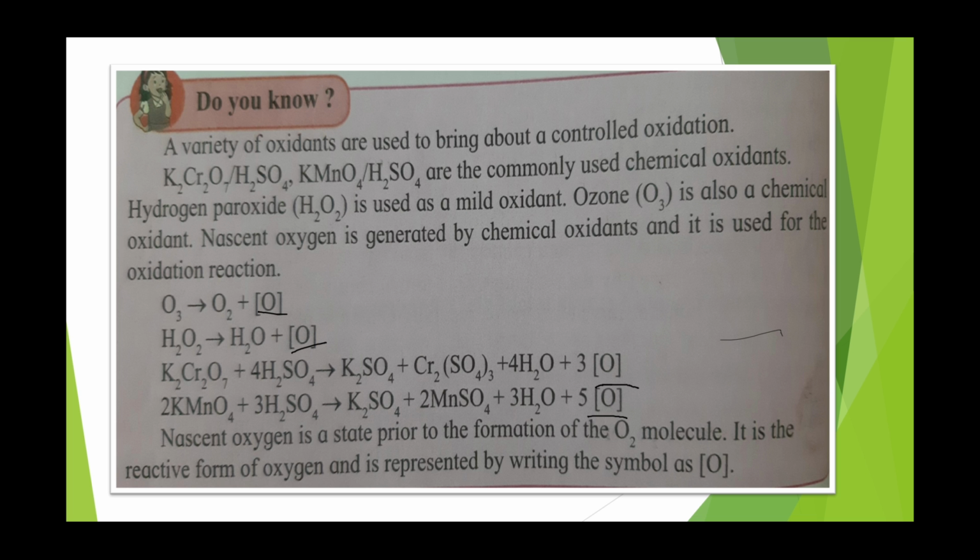Here in the chemical reactions, you can see O3 gives O2 plus O. This single atom of O is written in square brackets. It is said to be nascent oxygen or newborn oxygen. What is it said?